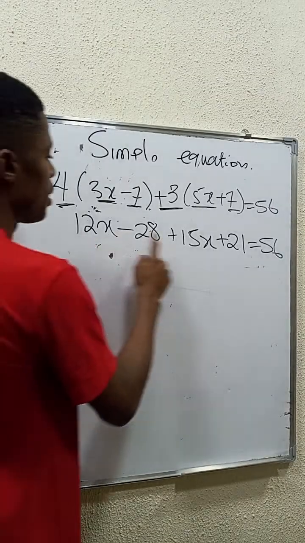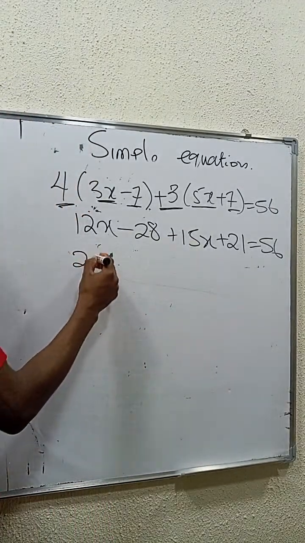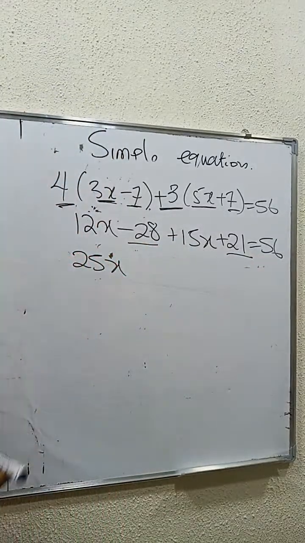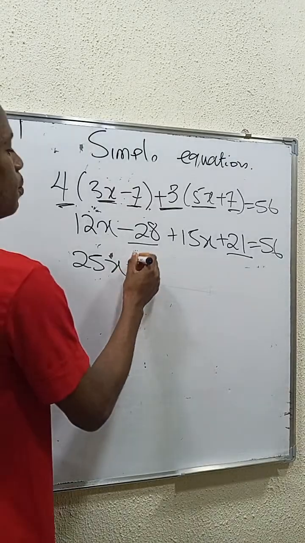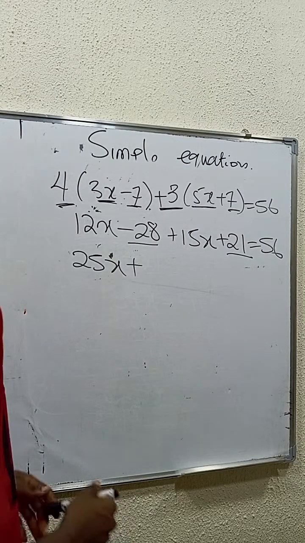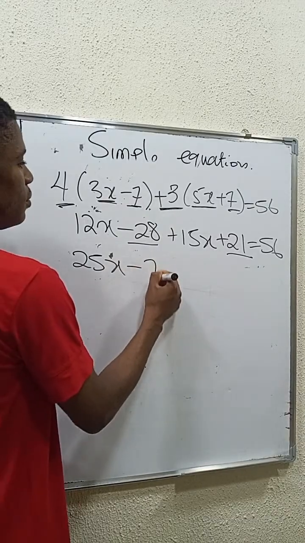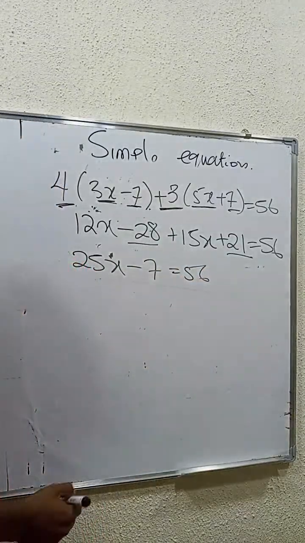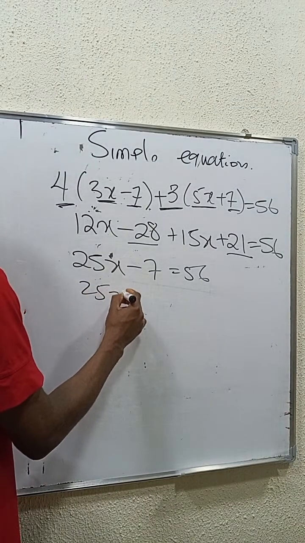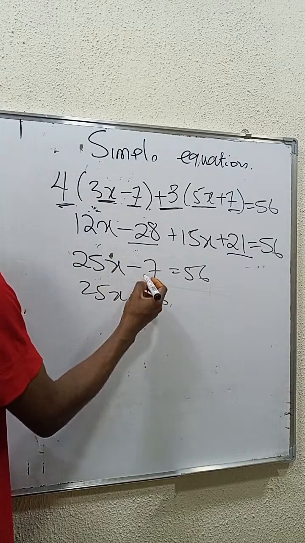So we do 12x plus 15x is 25x. Minus 28 plus 21 is what? What is minus 28 plus 21? It is minus 7. Okay, you have 25x is equals to 56 minus 7.